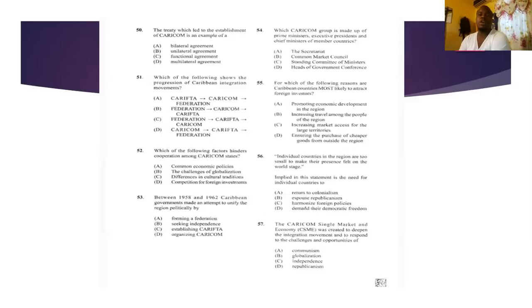54. Which CARICOM group is made up of prime ministers, executive presidents, and chief ministers of member countries? A, the Secretariat, B, Common Market Council, C, Standing Committee of Ministers, D, Heads of Government Conference. Everybody should know this because this is the most powerful organ of CARICOM. Answer is D, Heads of Government Conference.